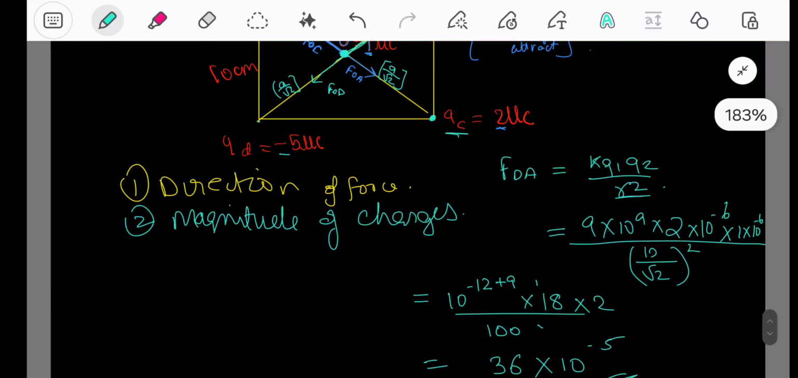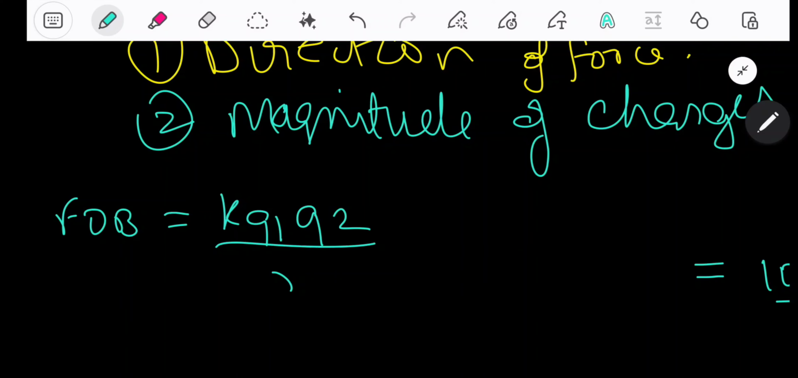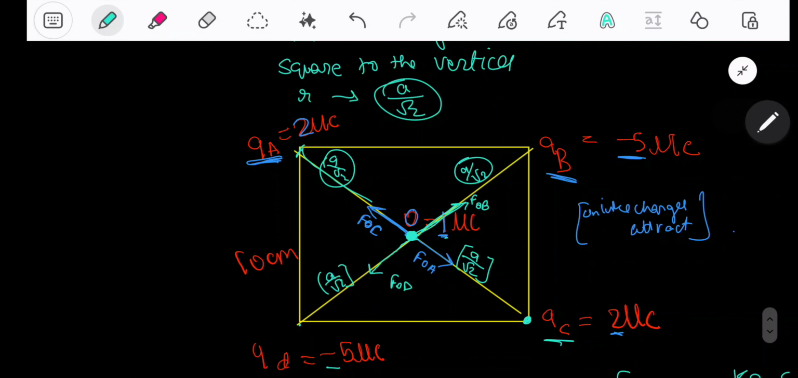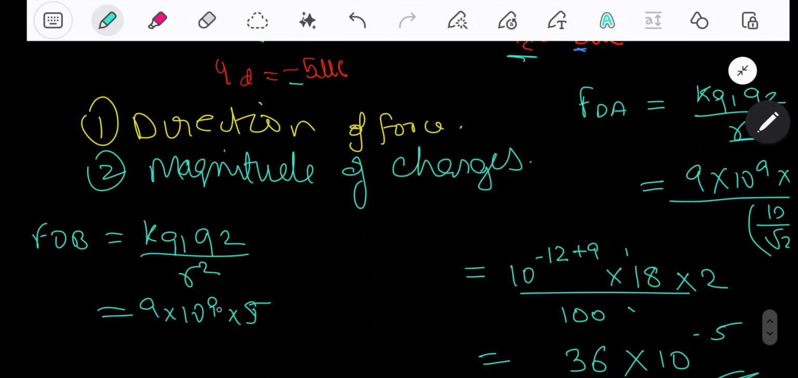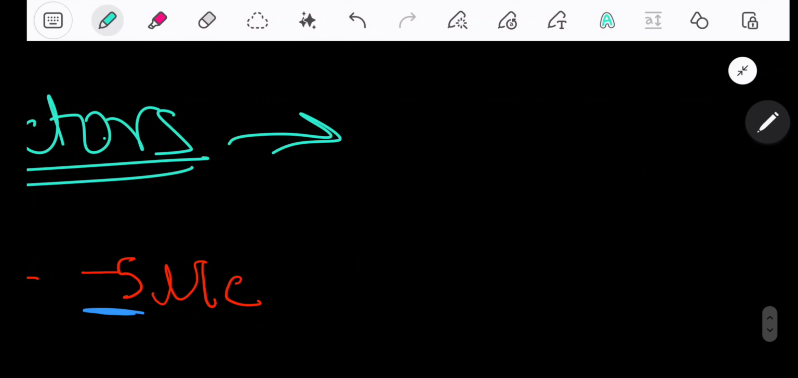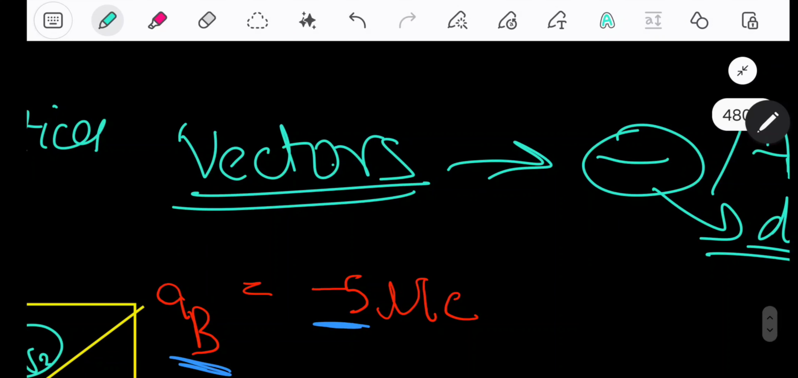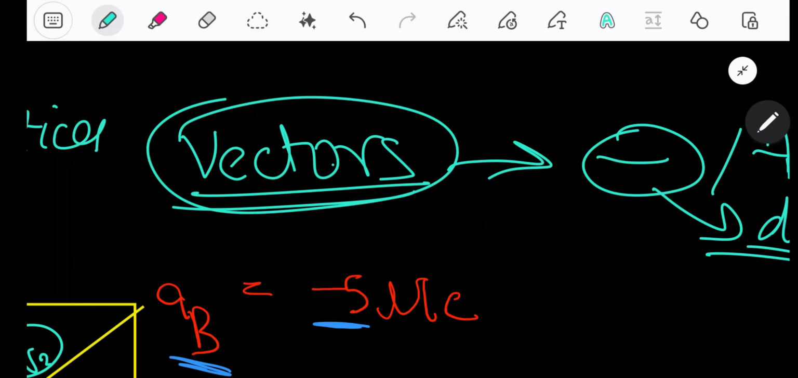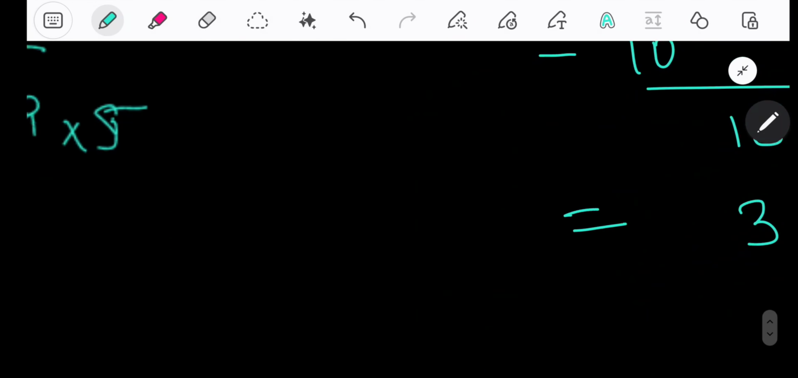But I'll tell you one thing. First we'll find FOB as well. So let's find FOB. K Q1 Q2 by R square. That is 9 into 10 raised to 9 into Q1. What is Q1? Q1 is B, right? So 5. Why did we take 5? Because we are finding only magnitudes. In vectors, we cannot take these minus signs, because minus indicates the direction. Minus and plus indicate the direction of the number. Since we're using vector quantities in vector addition, we are not supposed to use the minus sign. That means we'll just take the magnitude, that is the number. So we'll just write 5 over here.